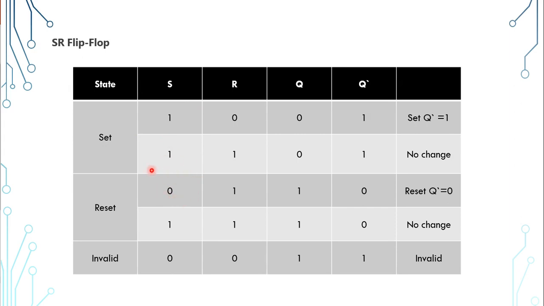When S is set to 0 and R is set to 1, the output will change. Q is changed to 1 and Q bar is changed to 0. It means Q bar is reset to 0. When S is set to 1 and R is set to 1, the result will not change. It will remain in the previous state. When S is set to 0 and R is set to 0, Q and Q bar both will be set to 1. It is an invalid state.